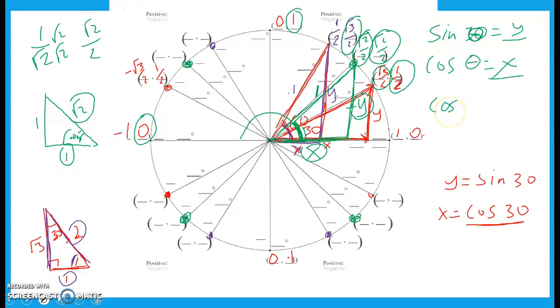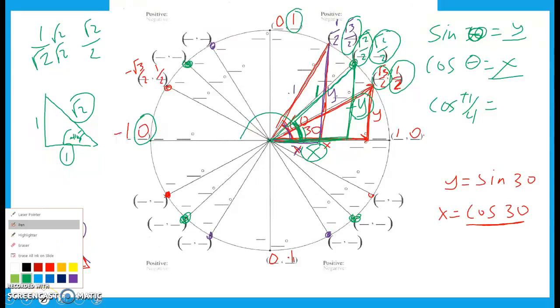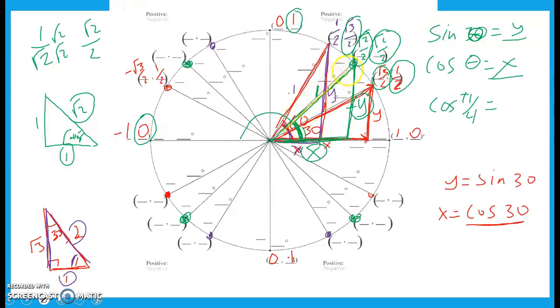If I'm asked, what's the cosine of pi over 4 radians? Well, it's really pretty easy now, because pi over 4 radians, maybe I should mix up my colors again, pi over 4 radians is this one right here. That's pi over 4. And so the cosine of pi over 4, that's the x value, radical 2 over 2. The sine of pi over 4 is also radical 2 over 2. So not only can I give you all those values in this quadrant, I should be able to give you all the values in all 3 quadrants.